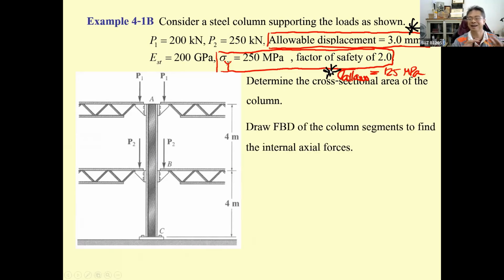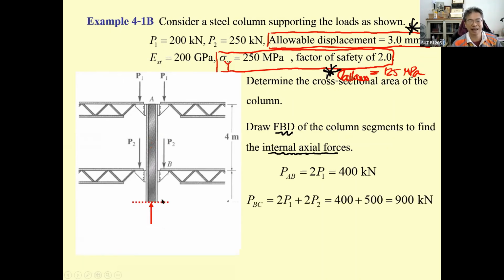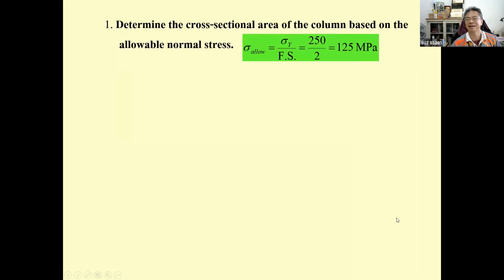But no matter strength based design or stiffness based design, draw the free body diagram and determine the internal axial force, and it's going to be the same. The P sub AB is going to be 400, and P sub BC is going to be 900, and then determine the area based upon the allowable normal stress, or strength design.